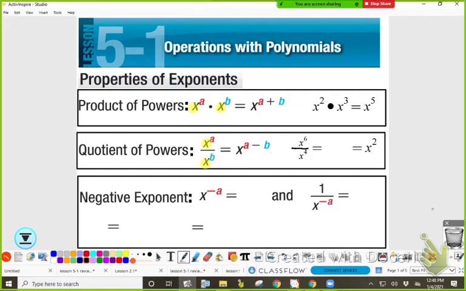Squared. Another way to think about this, it's the same concept. That means you have 6 x's on top and 4 on bottom. If you have the same thing on top and bottom, you can cancel. So 1 here, 1 here, 1 here, 1 here. And then that leaves you 2 on top, so therefore x squared. Okay, so that's another way to think about it.